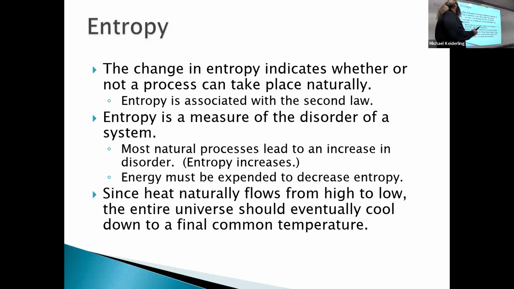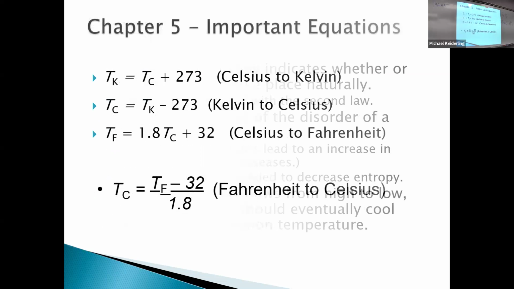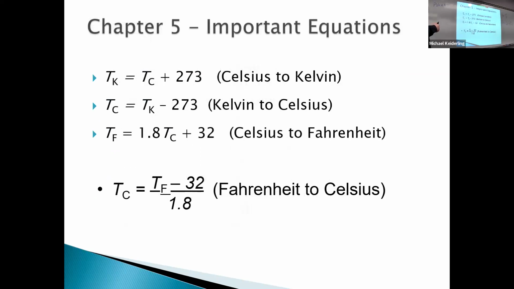And since heat naturally flows from high to low, the entire universe will eventually cool down to a final common temperature, which will actually be quite cold because the universe is expanding, which will cause everything to be quite chilly. And the current average temperature of the universe is about 3 degrees Kelvin. So it's a few degrees Kelvin. But eventually everything will become cold and boring and black and dull, and that is the heat death of the universe. And that's the end of chapter 5.